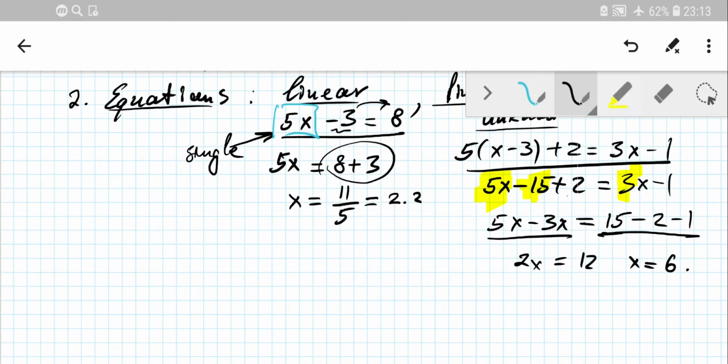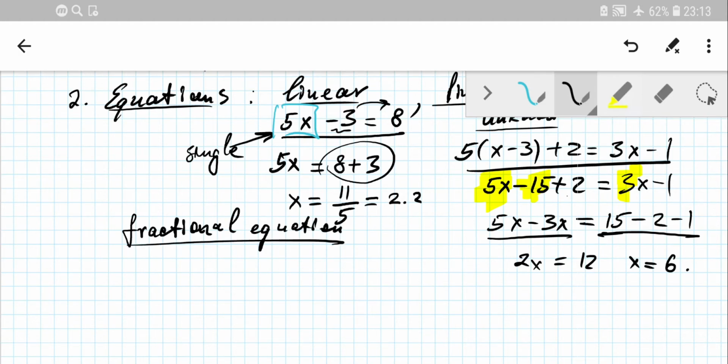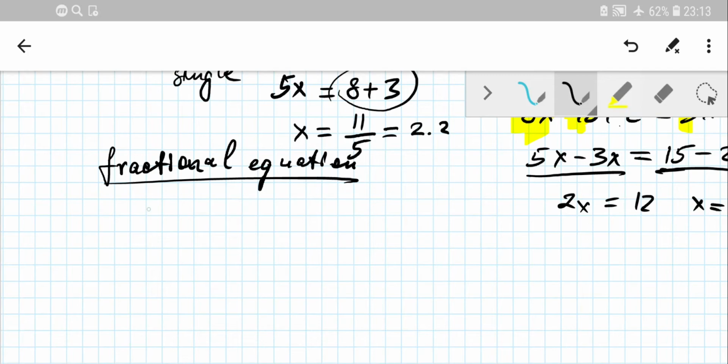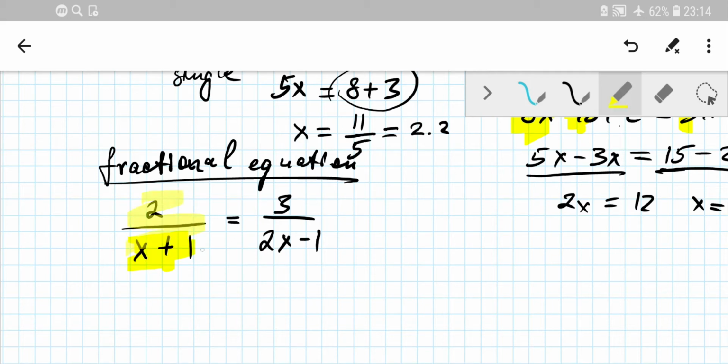So mostly they might be connected with fractional equations. If you have fractional equations, they cost more. So fractional equations, they might be linear and they might be non-linear. So for example, I'll show you several ways how to cope with that. So for example, this is the first, 3 over, let's say, 2x minus 1. So what do you need to do? You see two fractions, right? You see two fractions, what do you need to do?